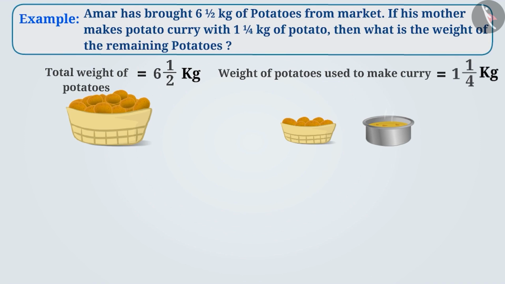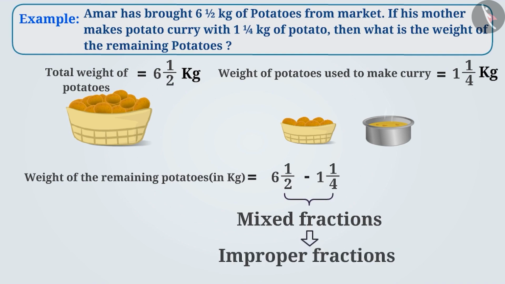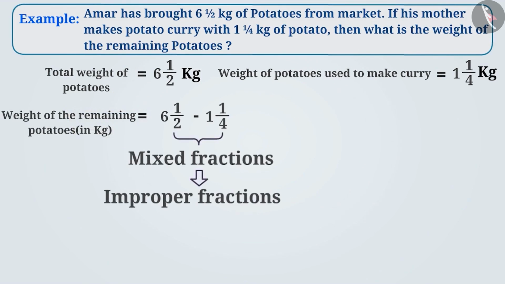The weight of the potatoes used to make the curry is 1 1/4 kg. The weight of the potatoes remaining can be found by subtracting 1 1/4 from 6.5. Here, 6.5 and 1 1/4 are mixed fractions. In order to perform subtraction, we will convert them into improper fractions. The improper fraction of 6.5 is 13 by 2 and the improper fraction of 1 1/4 is 5 by 4.